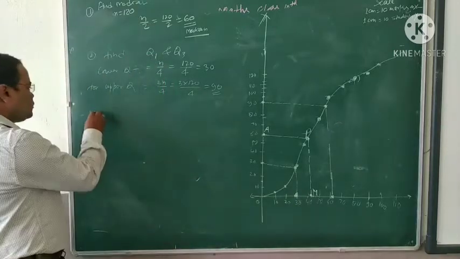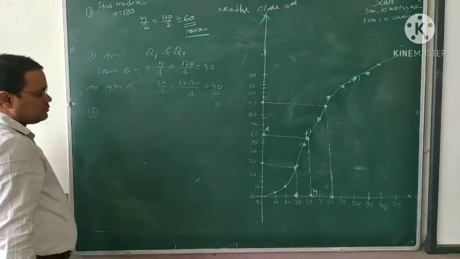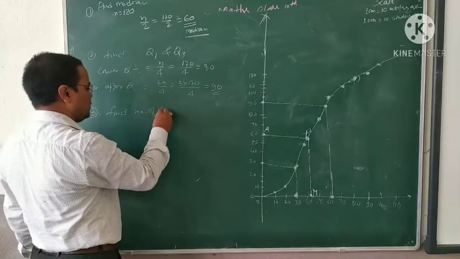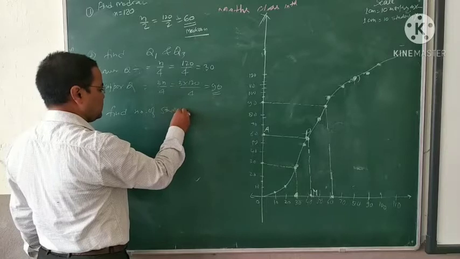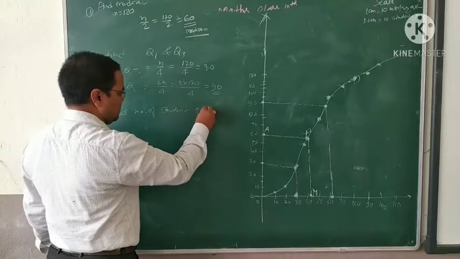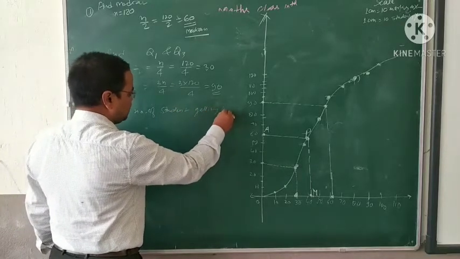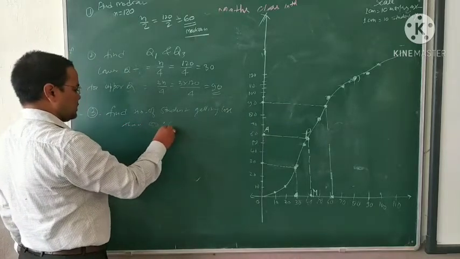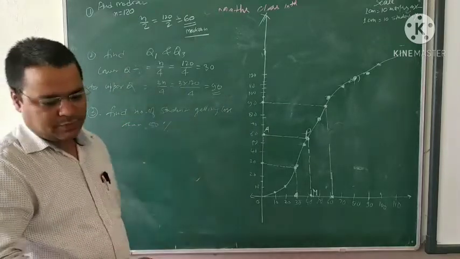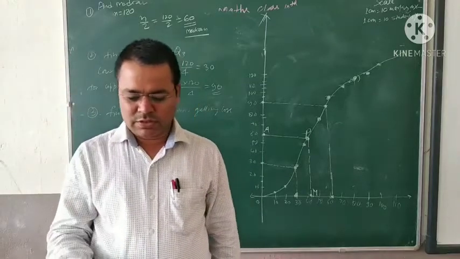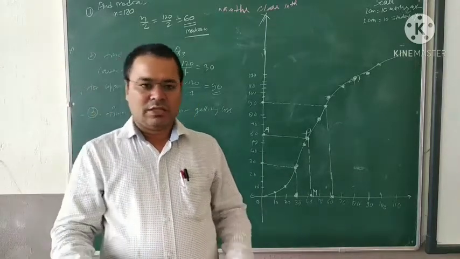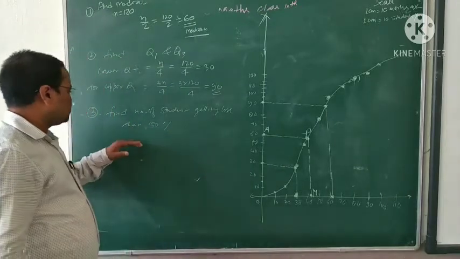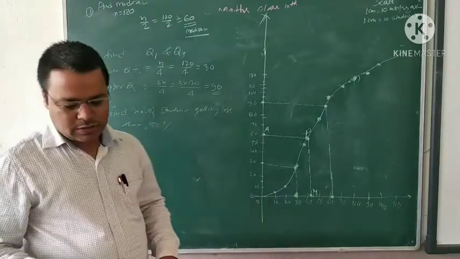Now, the third question may be: find the number of students getting less than 50%. Less than 50%. This is the question. If there is one more question, according to this question, find the number of students getting less than 50%.